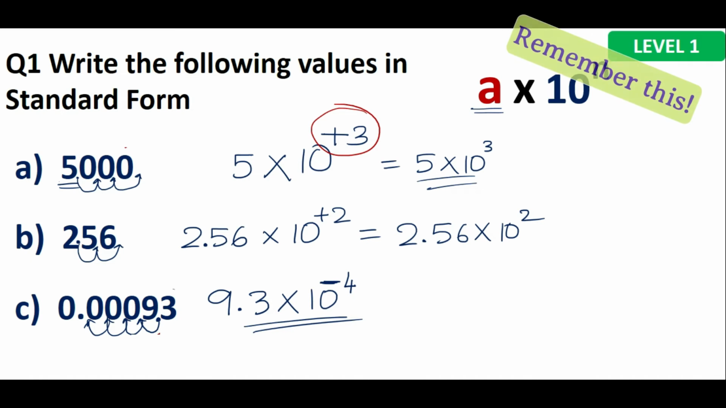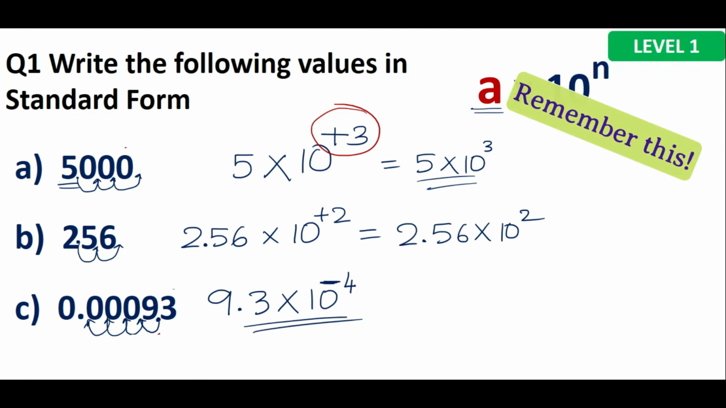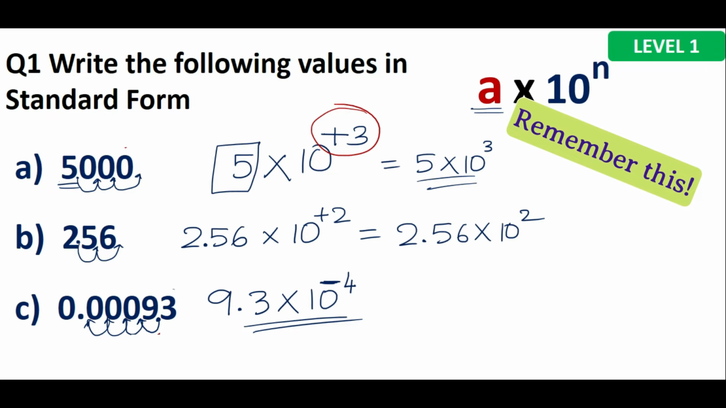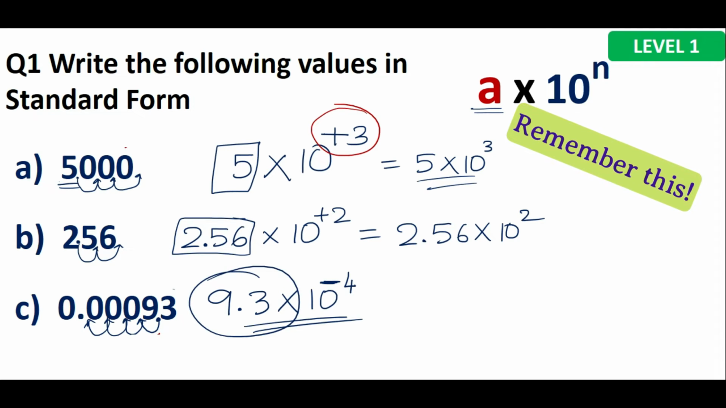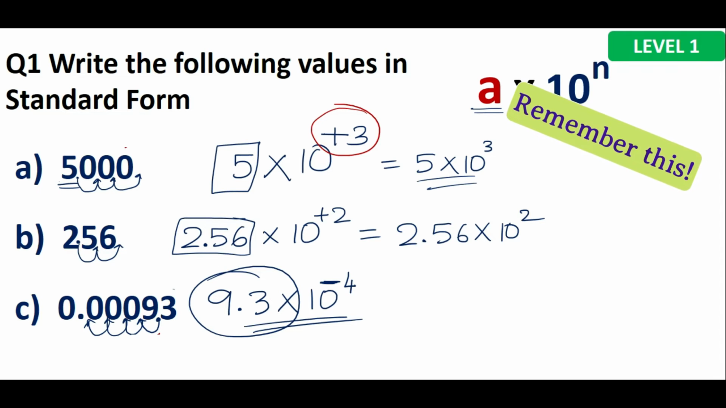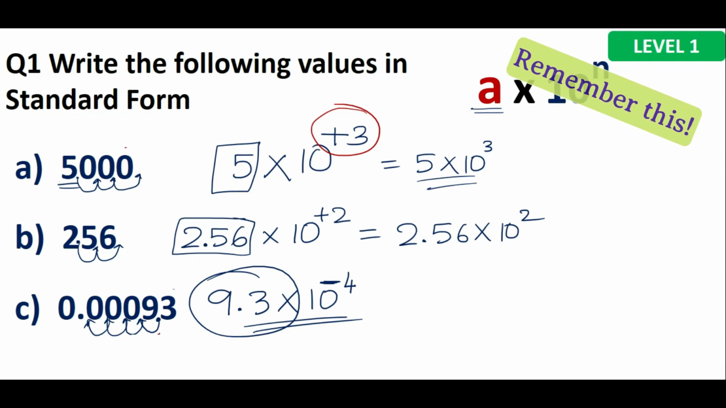Another point that you can remember is that from the value of a, if it's a bigger number that you want to make, for sure your power is going to be positive. And from the value of a here, it's 9.3, and if you want to get a value lesser, your power is going to be negative.